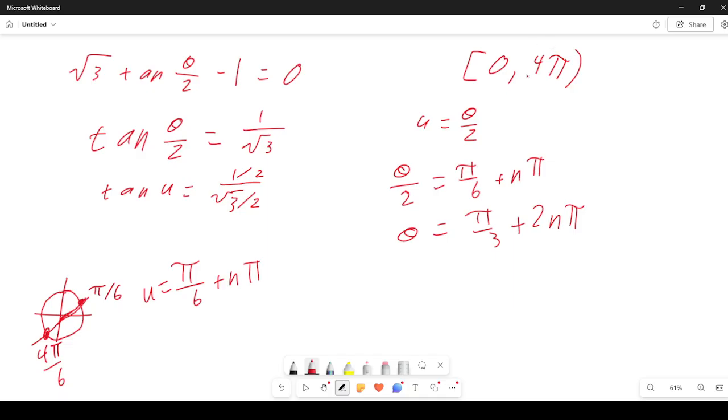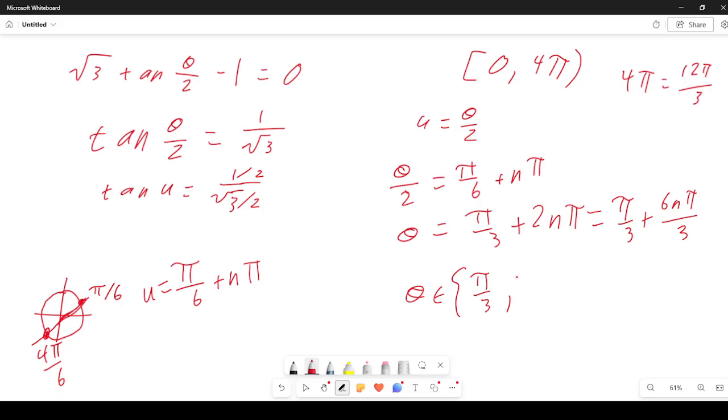So now we just need to list which ones are in 4 pi. Let's see, I'll rewrite this as pi over 3 plus 6n pi over 3. And 4 pi, get a common denominator, would be 12 pi over 3. So our answers then are pi over 3 and 7 pi over 3.